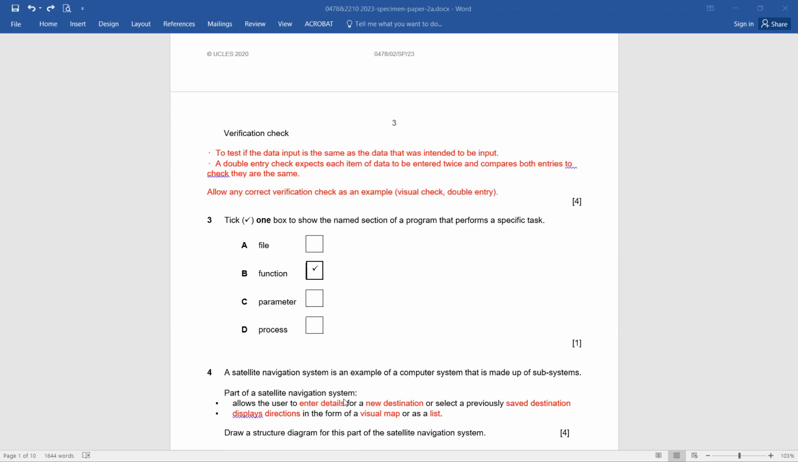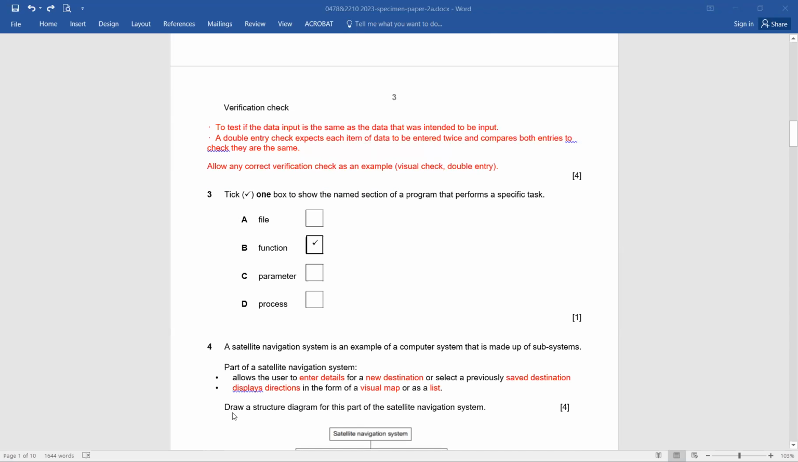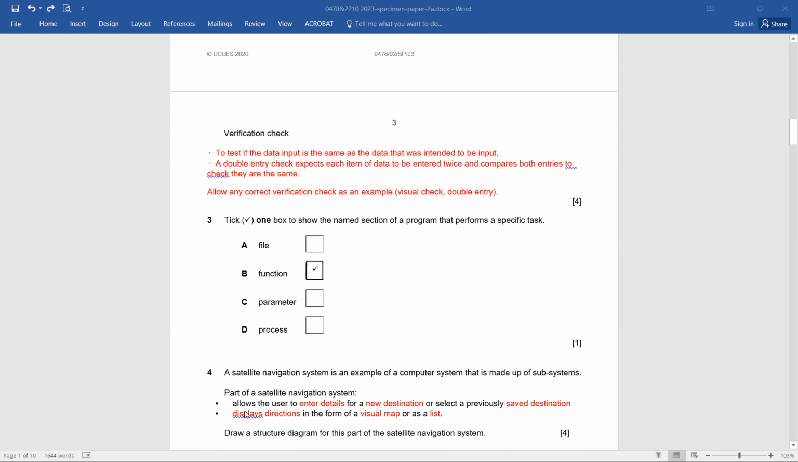Part of a sat-nav system is given below. Now, this is asking you to draw a structure diagram for this part. Just for the purpose of making you comprehend, I have highlighted the keywords, and what I suggest in the paper is that you keep a pencil in your hand and underline the keywords so that you never make a mistake here.